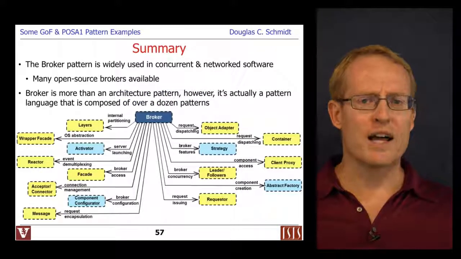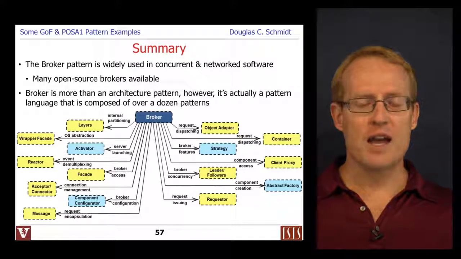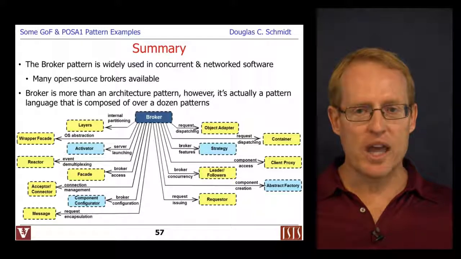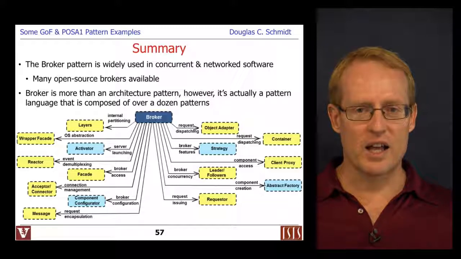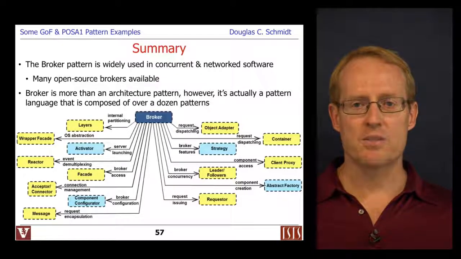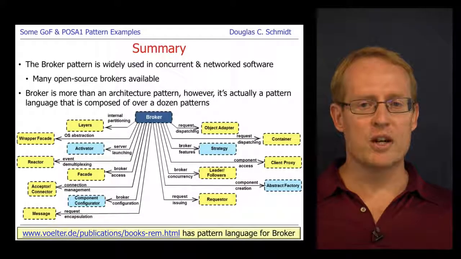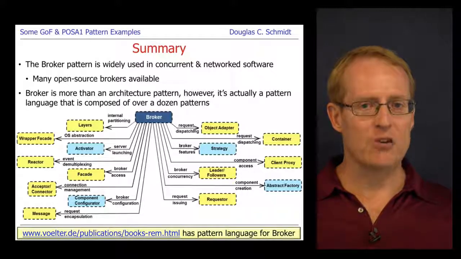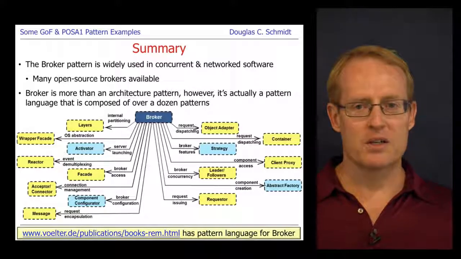It's also important to realize that Broker is not ultimately just an architectural pattern. It's really a pattern language that groups together many other patterns in order to provide the isolating communication mechanisms that shield client applications from the details of the underlying networks and inter-process communication mechanisms. There's even a book that describes Broker as a pattern language and a number of patterns related to remoting. And we'll be talking later in the course about some of the patterns, some of the pattern sequences that make up the Broker pattern.